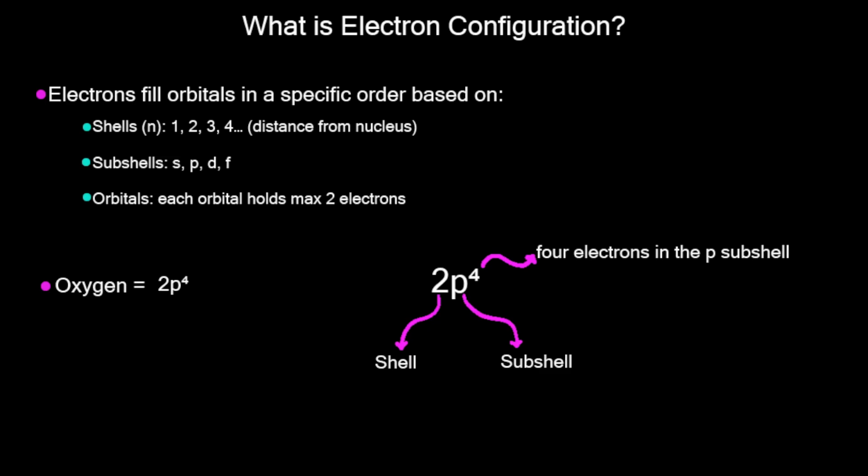As an example, the condensed electron notation for oxygen is shown on this slide as 2p4. The number 2 represents the principal energy level or shell, which indicates the average distance of the electrons from the nucleus. The letter p designates the subshell, and the superscript 4 indicates that 4 electrons occupy the p subshell. Since the p subshell contains 3 orbitals, and each orbital can hold a maximum of 2 electrons, this corresponds to 4 electrons distributed among those orbitals with 2 unpaired electrons.